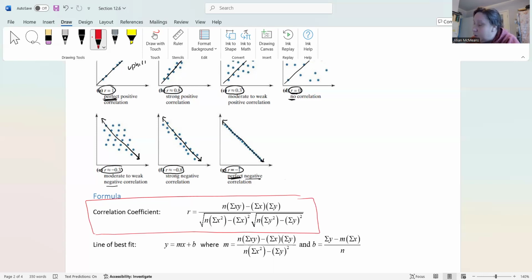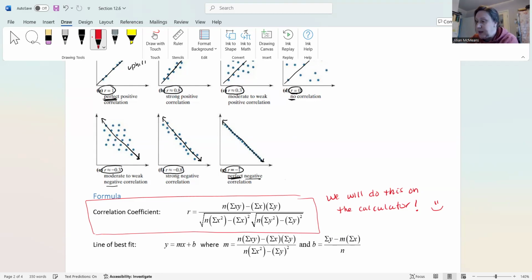Okay, so we will do this on the calculator. So you don't have to worry about memorizing the formula at all. Please don't even try. You don't even have to worry about using the formula. We're for sure just going to use the calculator.